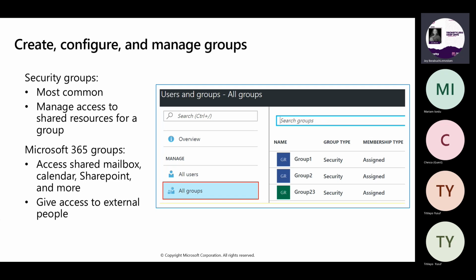While the Microsoft 365 groups are groups that allow us to access mailboxes, SharePoint sites, or even give access to external people. So for instance, if you create a Microsoft 365 group, automatically that group would allow you to assign somebody to Teams, to a Teams channel, assign somebody to a SharePoint site. You can also even assign that group to an external user. While a security group is strictly to allow you to enforce policy or enforce rules on that group.